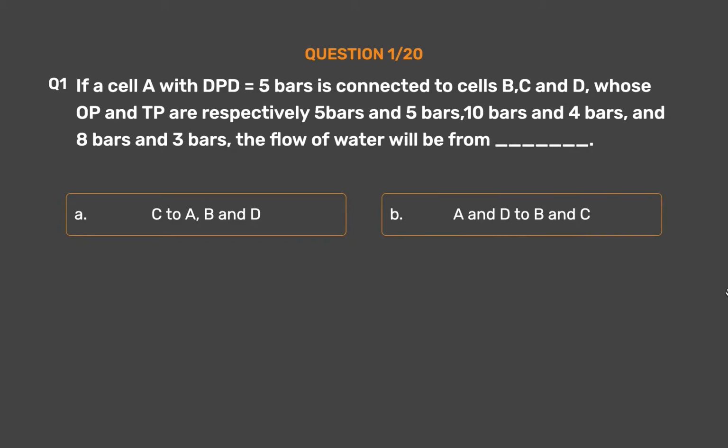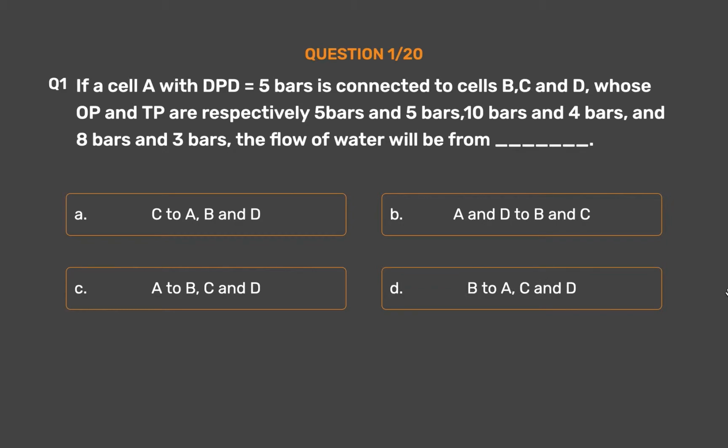Option B, A and D to B and C. Option C, A to B, C and D. Option D, B to A, C and D. The correct answer is Option D, B to A, C and D.